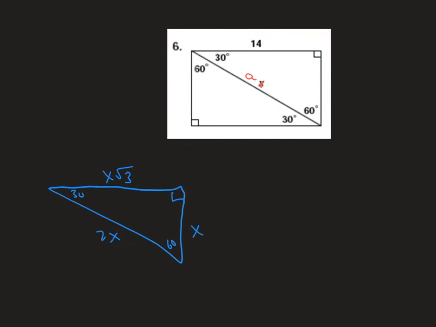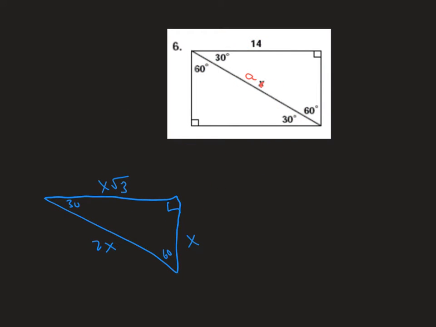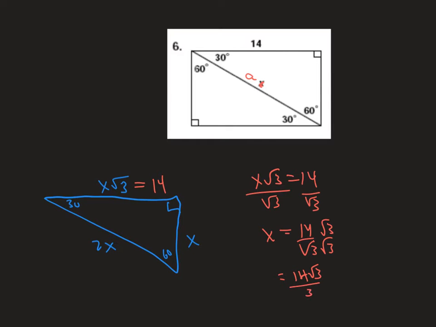So here's what I notice. I have the value of this leg. It's equal to 14. So all I really need to do to solve for all the other missing pieces is obtain the value for x. So I'm going to say x rad 3 equals 14, divide by rad 3, divide by rad 3. And I'm going to get that x is equal to 14 over rad 3. Now we can't leave rad 3 in the denominator, so we're going to rationalize that. We're going to get 14 rad 3 over 3. So that is the value of x.